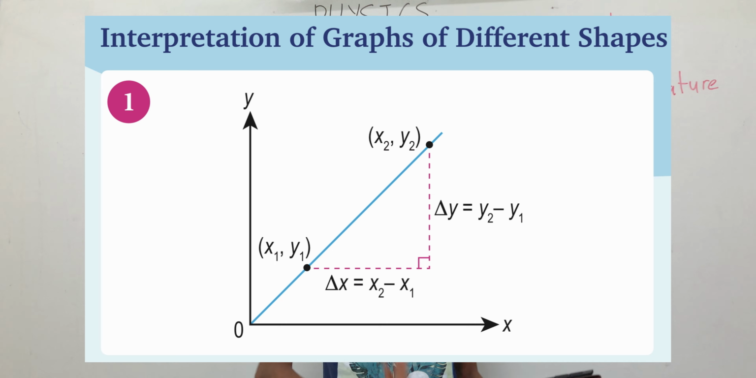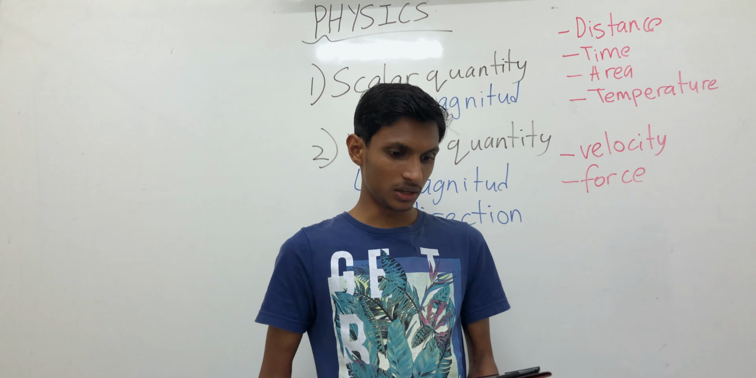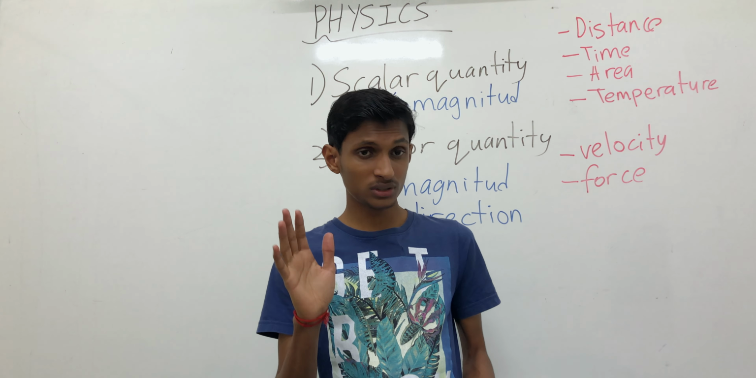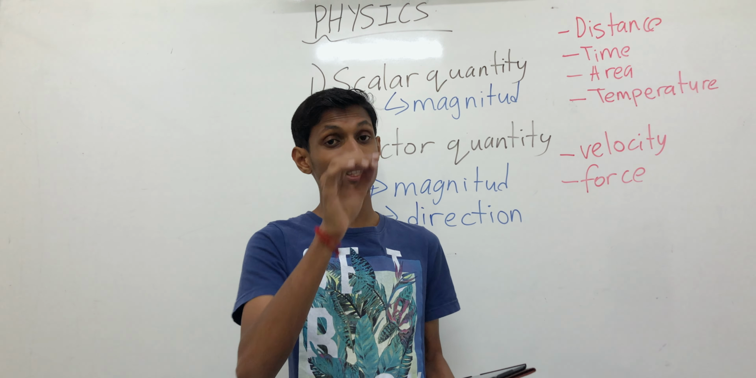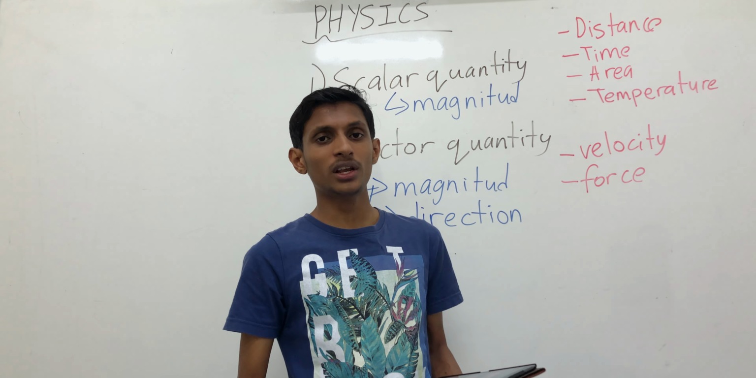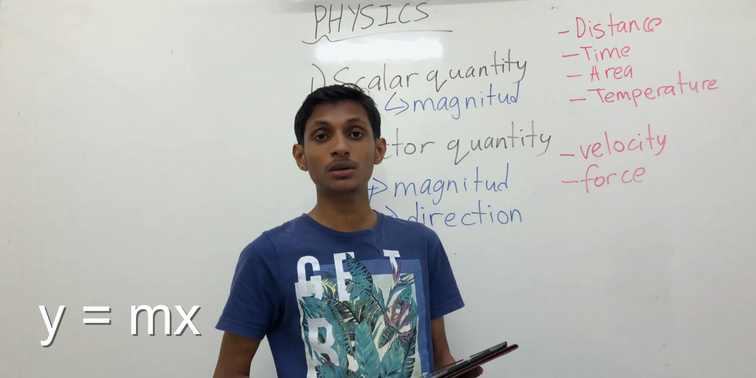So the interpretation of the graph, or the understanding of the graph, is y is directly proportional to x. That's how you write it. All right, so don't get confused. That's how you write it. Y is directly proportional to x if it starts from 0. All right, the linear equation is y equals mx, which you've probably studied in mathematics.